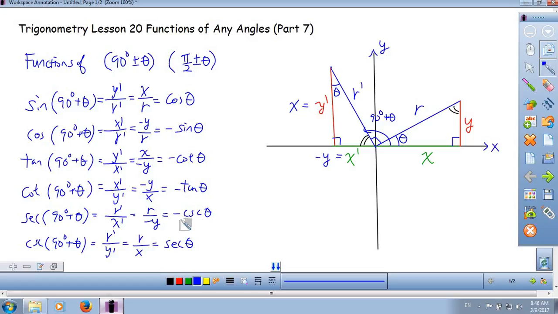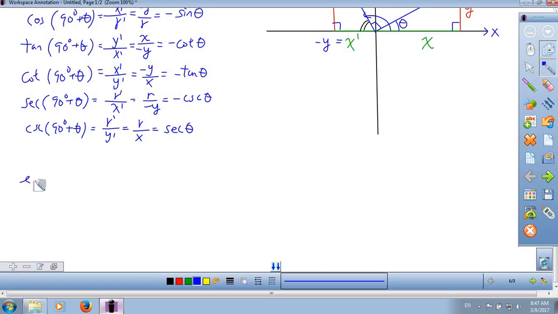So as you can see, when you do 90 degrees plus theta, every function is related back to its cofunction, and the signs have changed. Only cosine and secant remain positive in this case. So, how do we use this? For example, if I want to find sine of 110 degrees, let's break it down. Sine of 110 is the same as 90 degrees plus 20 degrees, right? So I can use the formula: sine of 90 plus 20 is equal to cosine of 20 degrees.